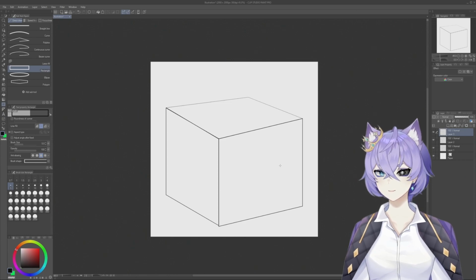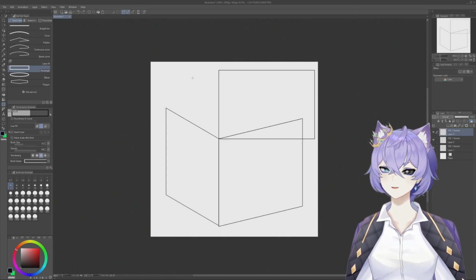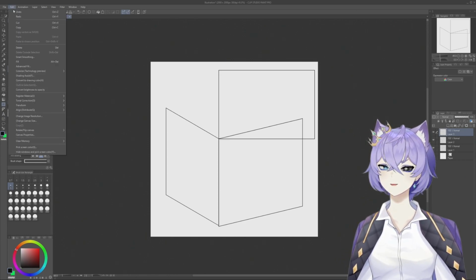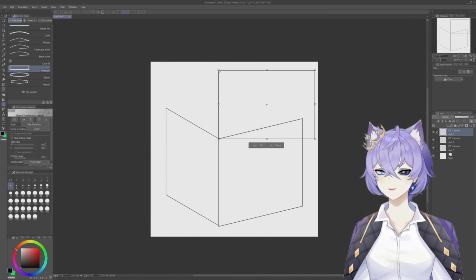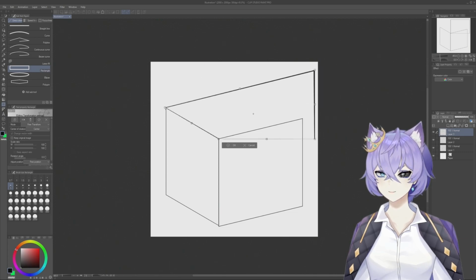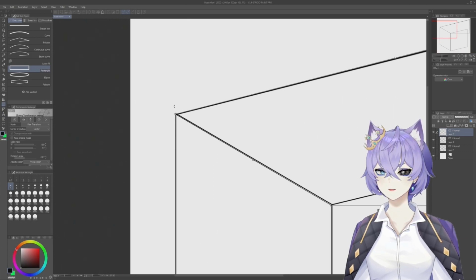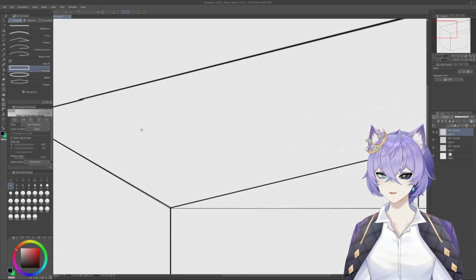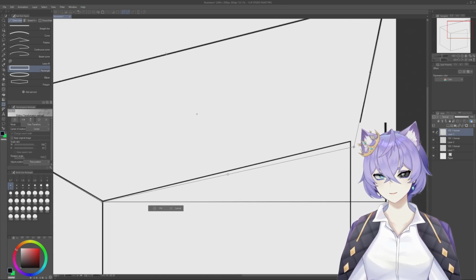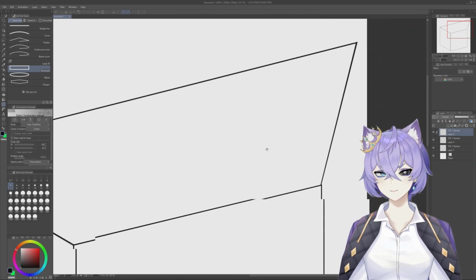If I have it wrong. Who would have known that drawing a cube would be so complicated? There's probably an easy way to do this that I just don't know. But hey, we ball.